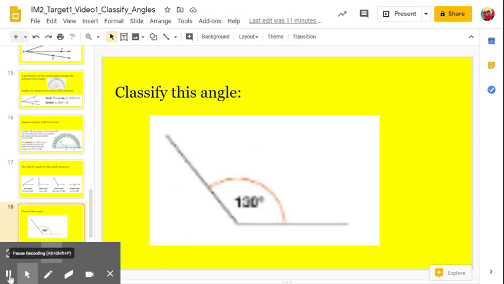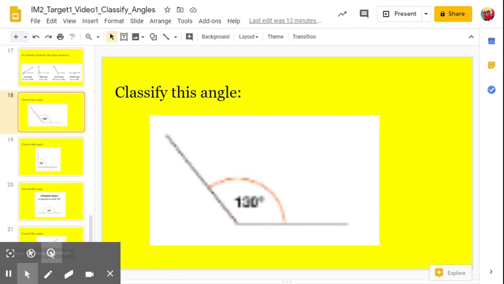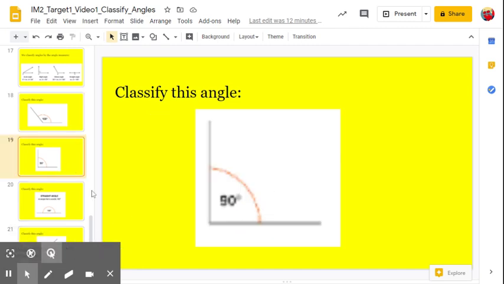All right, tell me what type of angle this is. How do you classify it? I'm hoping you told me obtuse angle. This is obtuse. How about this one? What kind of angle is this? I didn't give you the little box there, so I'm not sure that threw you off, but this is 90 degrees, so this would be a right angle.